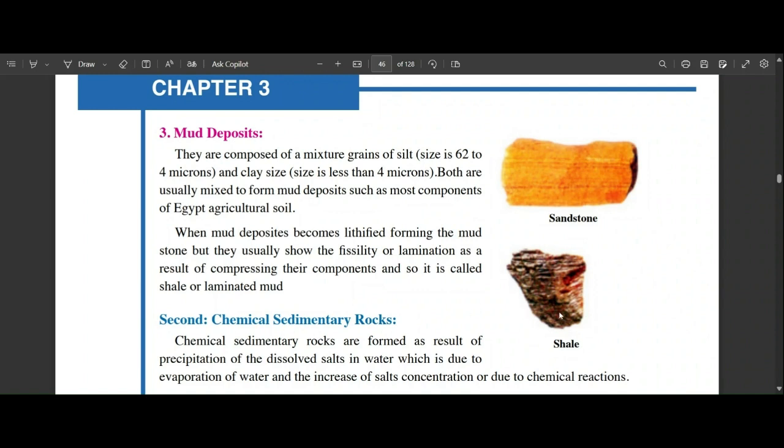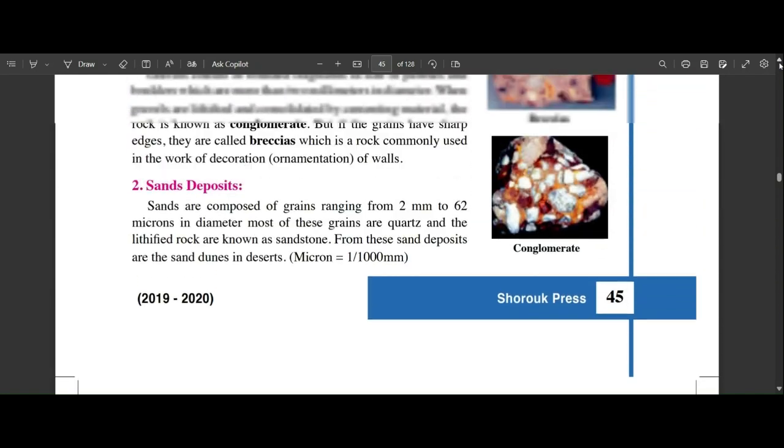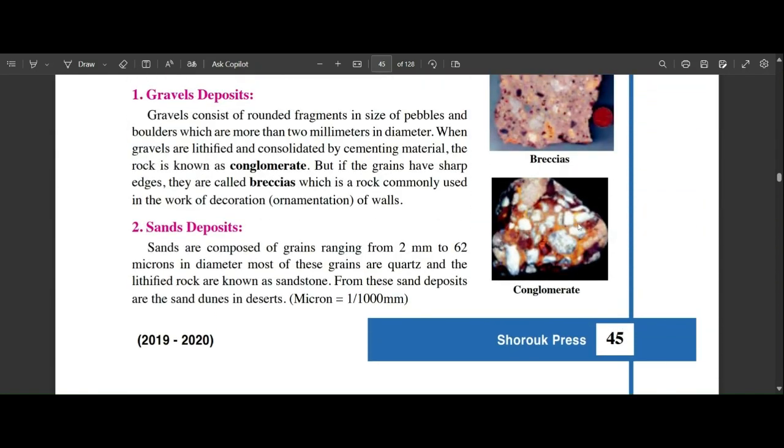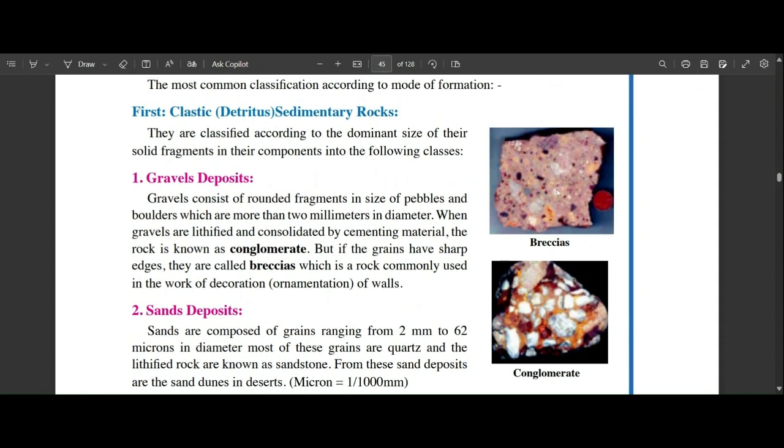We have shale, which is laminated mudstone, sandstone, and we have conglomerate when the gravels are rounded, or breccia which has sharp edges.